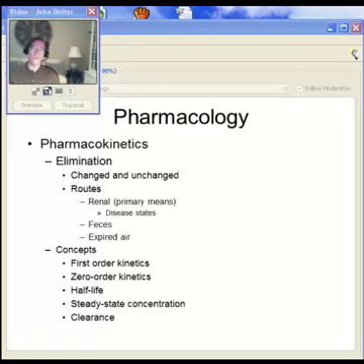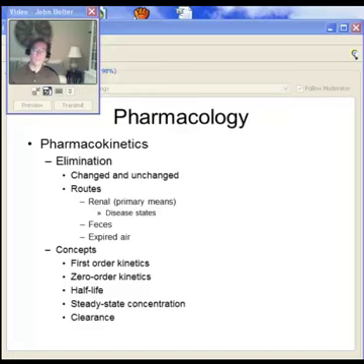Pharmacokinetics, elimination, changed and unchanged. The route is through the kidneys. Disease can have a bearing on that. And then there's feces, and you can expire it. You can even sweat out some of this stuff. Concepts, you want to know the first order kinetics and zero order kinetics. Some examples of that, I think Tylenol is a good example of that, and alcohol certainly is.